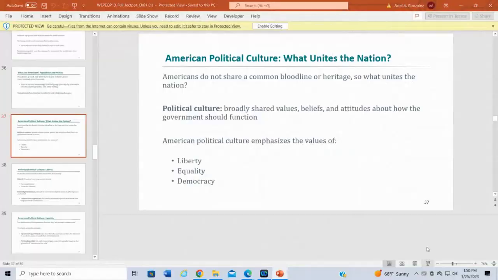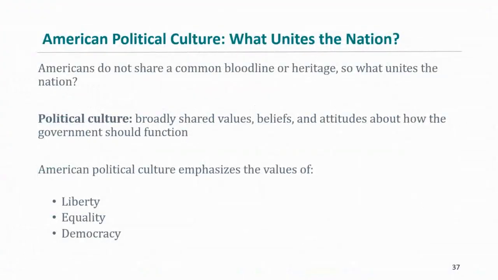Okay, so let's get to American political culture, which is the title of the chapter. So what unites a nation? Americans do not share a common bloodline or heritage because of the diversity that we've seen with the demographics. So what makes people that live here uniquely American, when compared to other countries in the world? What usually is the common uniter is this political culture idea. Political culture is defined as the broadly shared values, beliefs, and attitudes about how the government should function.